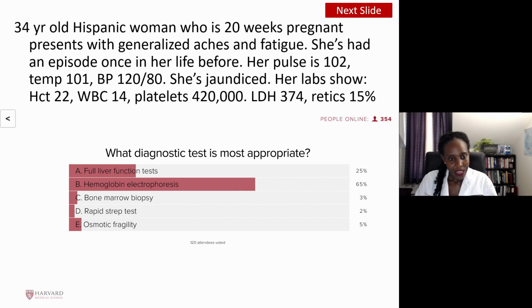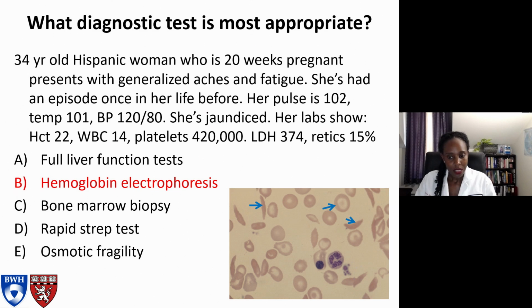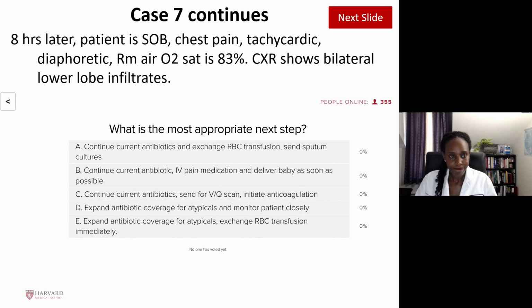Okay, yes, the answer is B, and that's what most people chose. A hemoglobin electrophoresis is the most appropriate test, and this is because of not only her presentation, but also what is seen on her peripheral smear. So two arrows are pointing to sickle cells, which are pathognomonic for a sickle cell disease, and one of those arrows is pointing to a target cell.